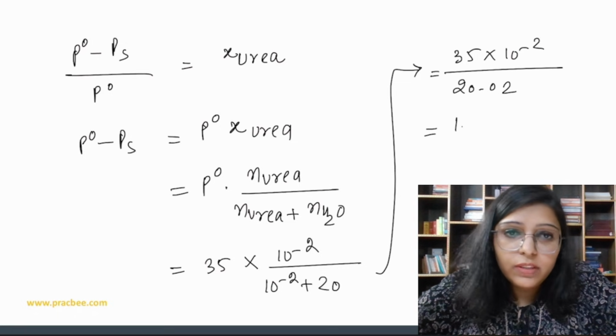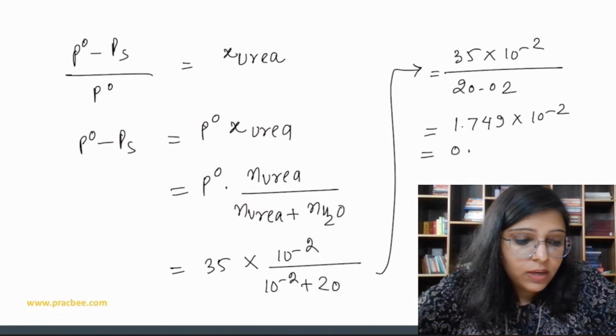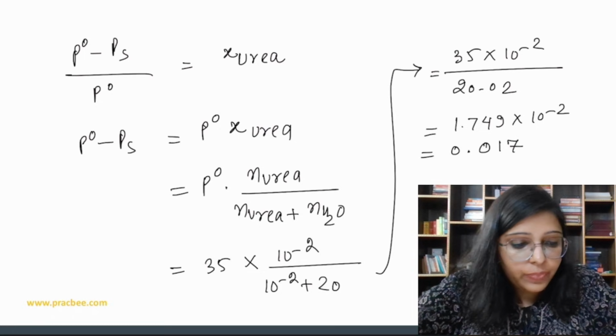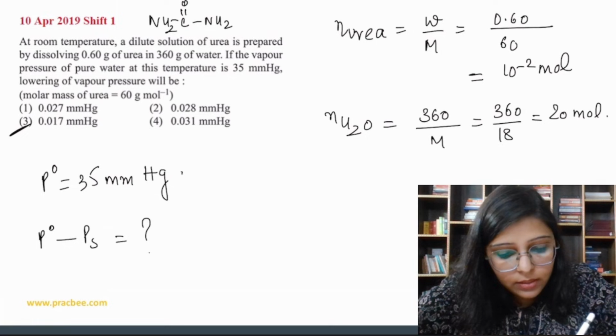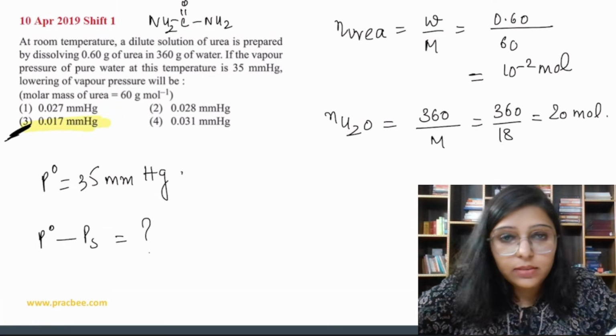Okay, and on solving this, we get 1.749 into 10 to the power minus 2, which we can write as 0.017, right? So the answer is 3. Option 3 is the correct answer.